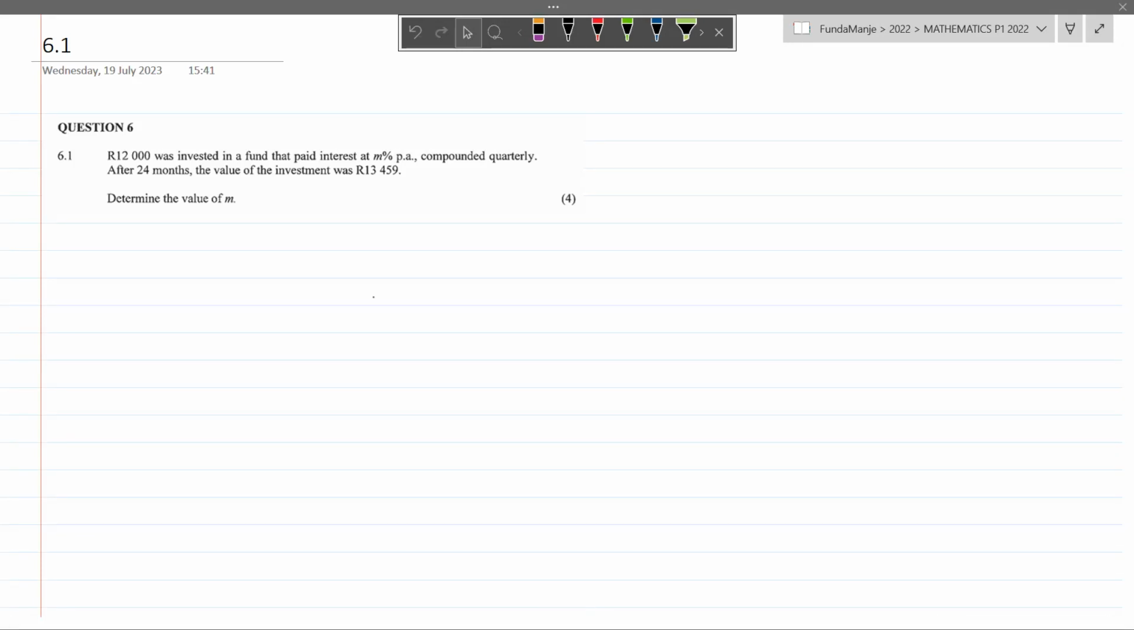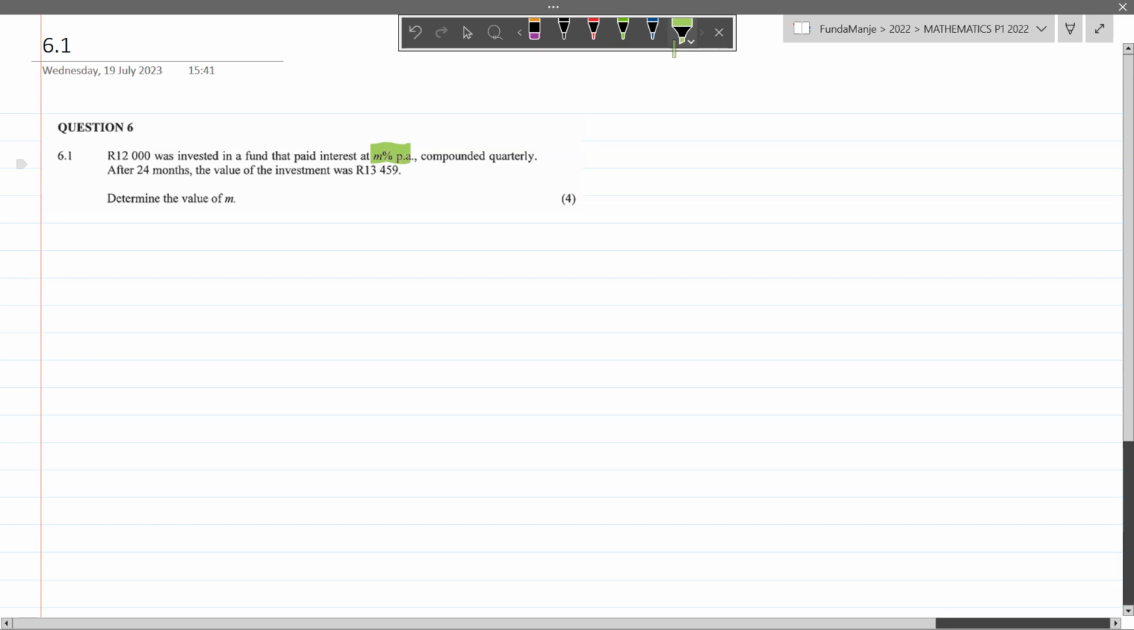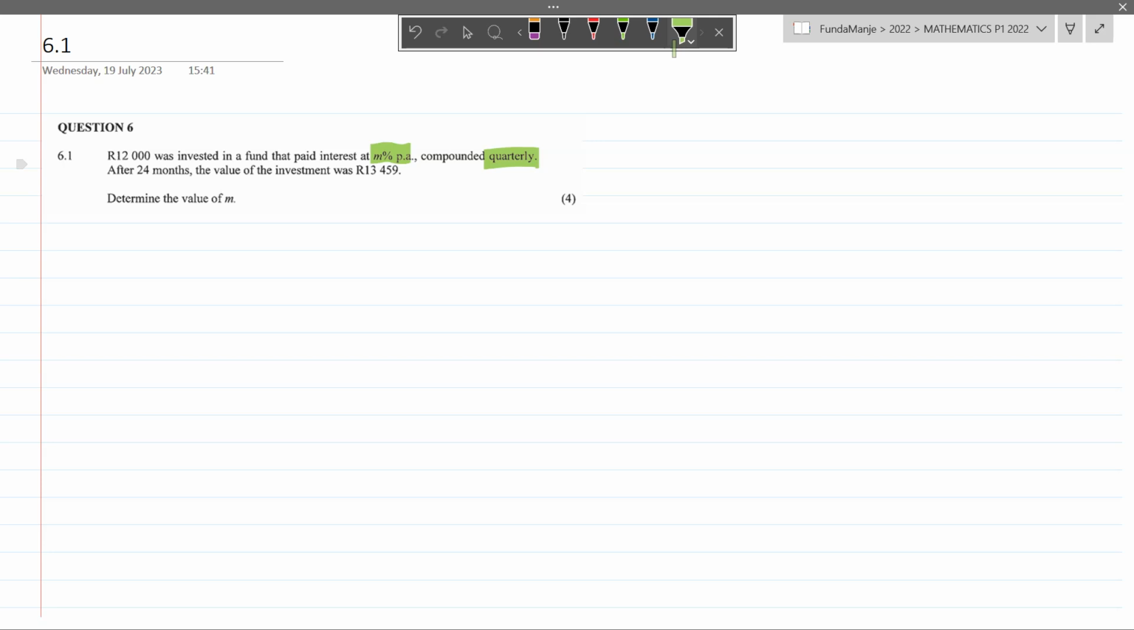6.1 from question 6 says 12,000 was invested in a fund that paid interest at some amount which is m% per annum compounded quarterly. After 24 months, the value of the investment was 13,459. Determine the value of m. So this is the amount we started with. This will be our principal amount, and after 24 months the amount had risen to 13,459. So that's the A value.